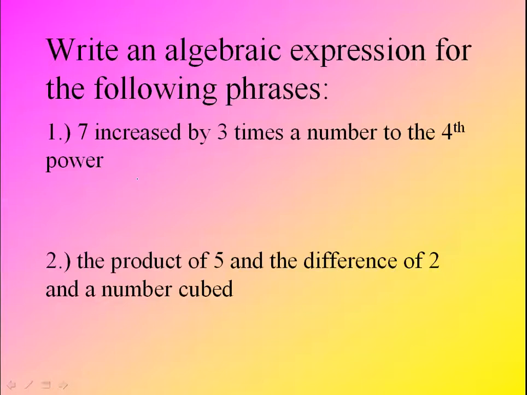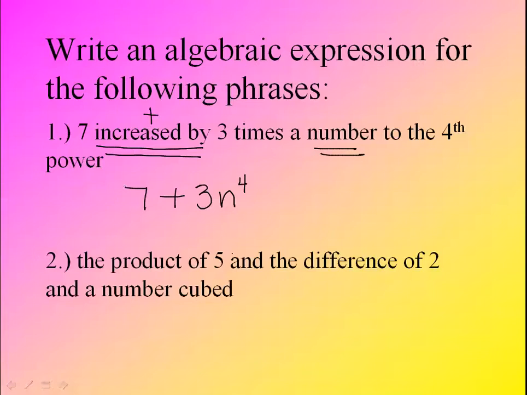Now let's look at a couple of expressions that contain some exponents. 7 increased by 3 times a number to the 4th power. So we look again for our keywords. Increased by. That means addition. So 7 is going to be added with 3 times a number to the 4th power. So 7 will be added to 3 times a number. We don't know the number, that's my variable. 3 times n to the 4th. So 7 plus 3 times n to the 4th.